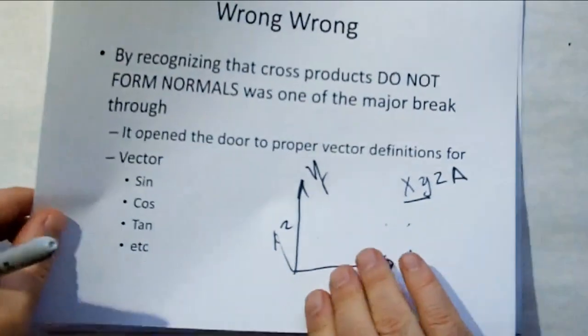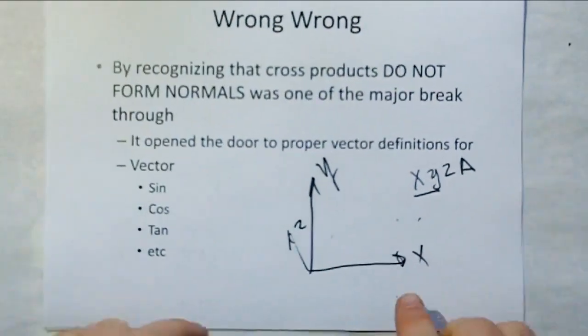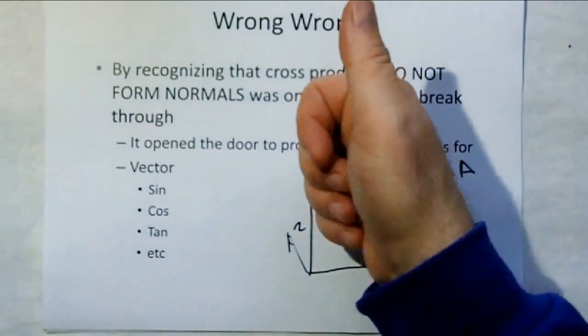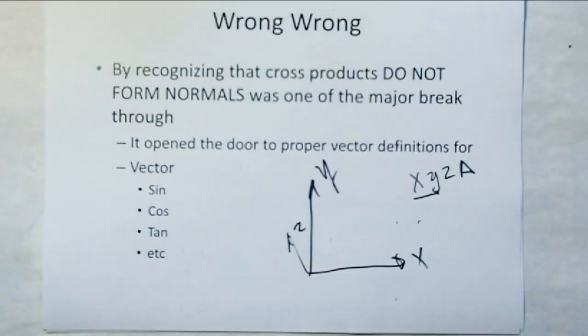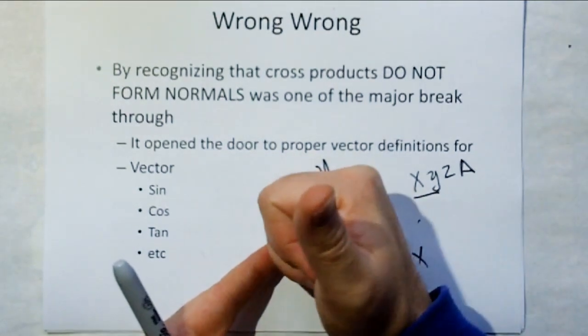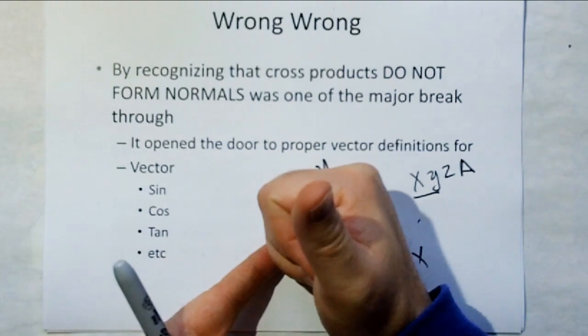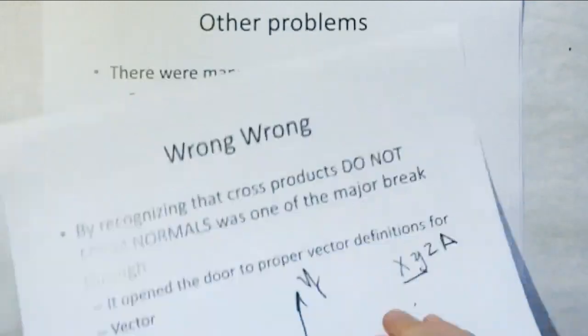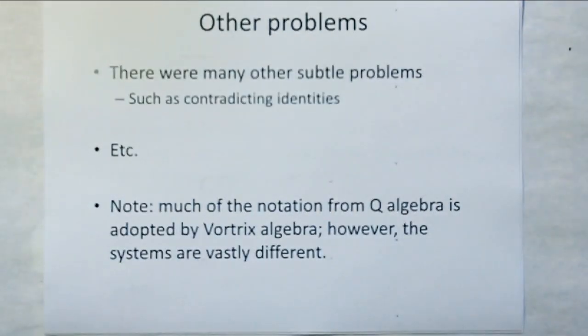Okay, and one of the other problems is, let's say we say that a cross product does form a normal. That means a vector times a vector forms a vector. But wait a minute. If these two vectors' cross product forms an area, that means this normal has units of area even though it's a direction? How does a direction have area? There are so many problems with that classical thing. Anyway, there are many other subtle problems, such as contradicting identities.